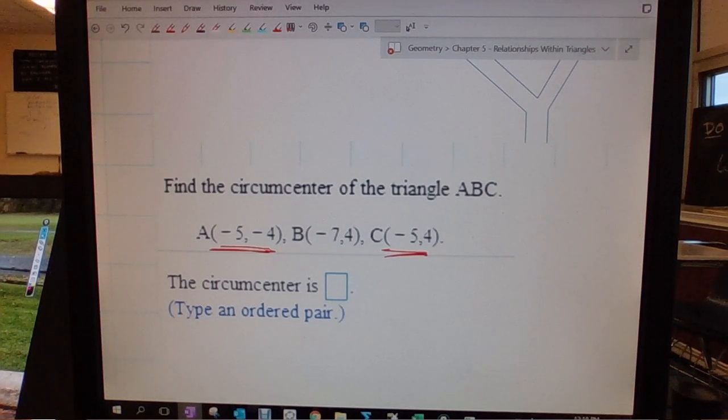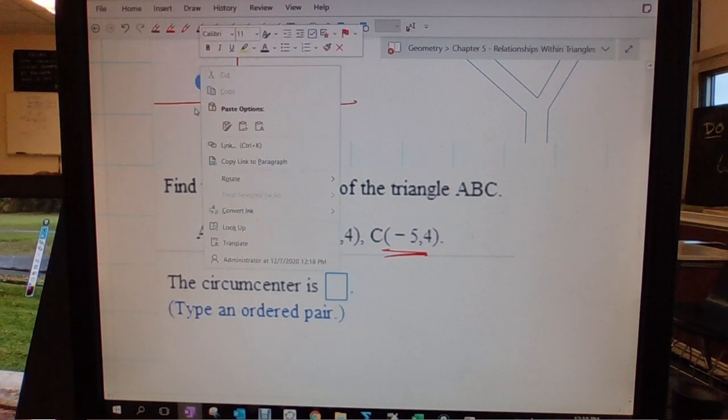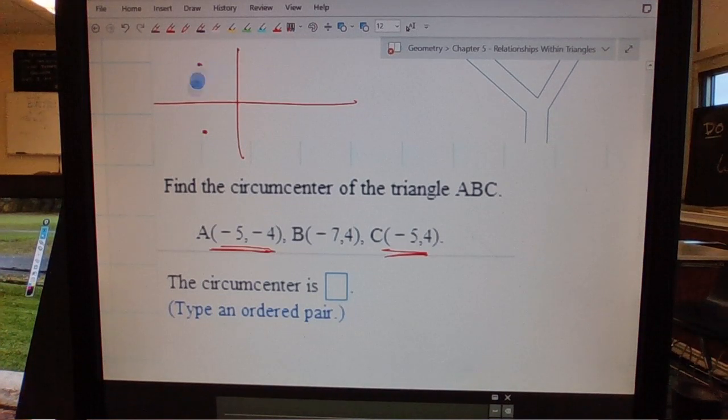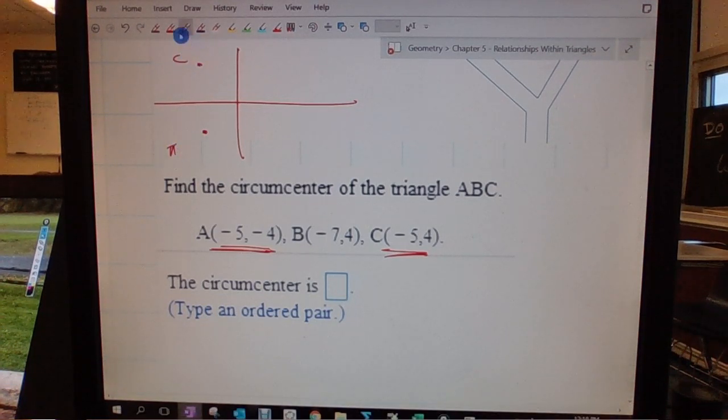Okay, so these two, these red ones that I've underlined are on top of each other. Does that make sense? In the coordinate plane. So like -5, -4 would be maybe there. -5, +4 would be there, right? Yeah. So that's going to be AC.